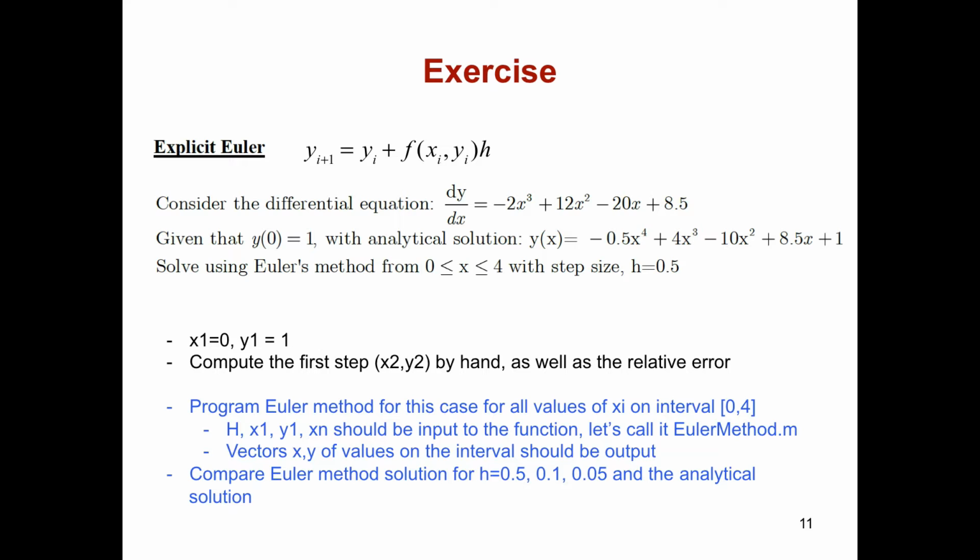What's xn? Xn is 4. So xn is when it's going to stop. You start at 0 and you can keep going, and then stop somewhere. I want it to be an input so you can change it to 5 if you want to. So xn is the endpoint.